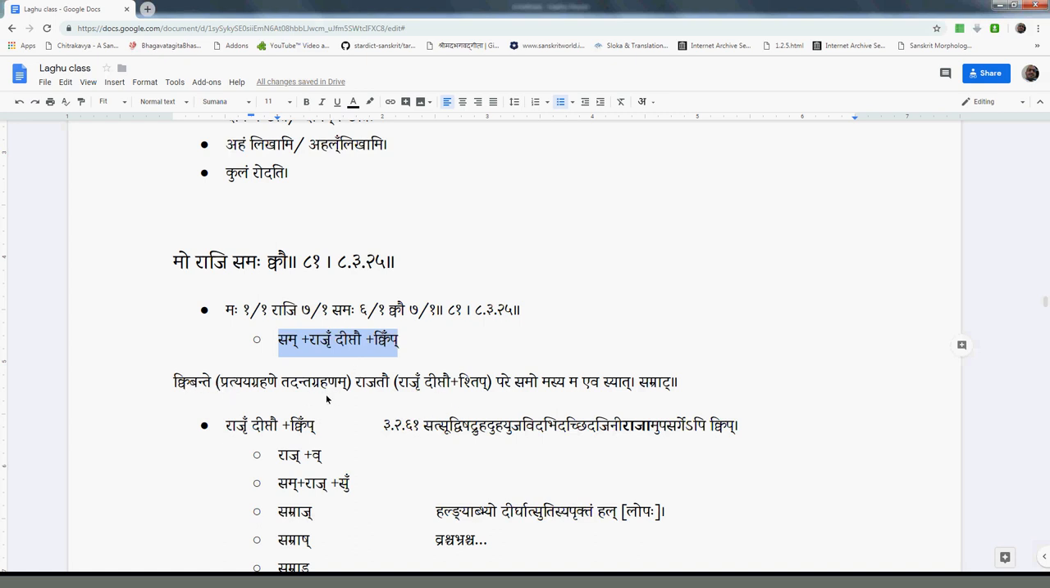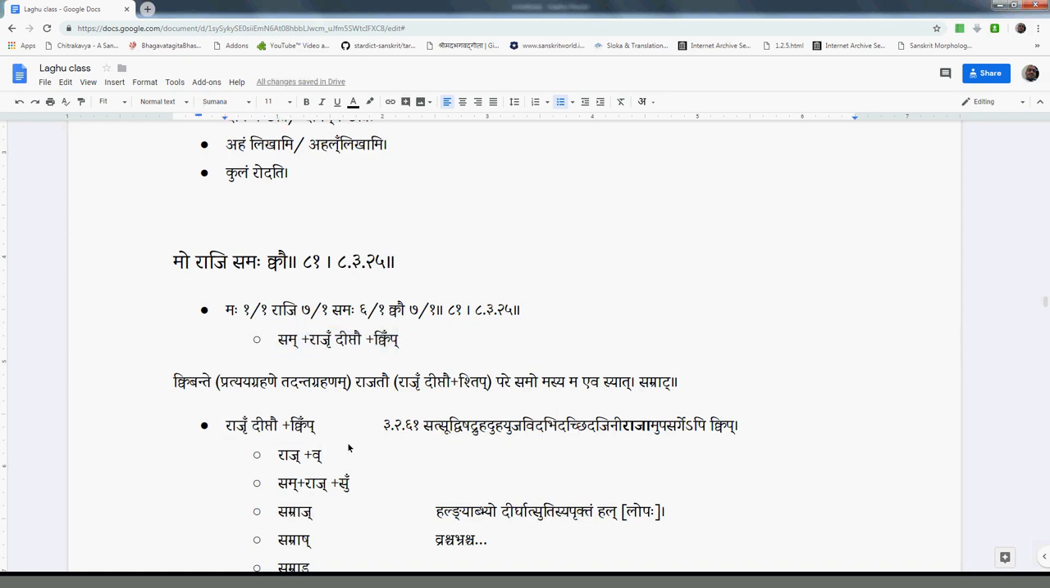So kvibante, in the kvibanta pada, rajatau pare, when the raj dhatu follows, what follows what? Sam, so samaha raj, rajatau pare makarasya, samaha makarasya, this makara will take makara, ma eva syat, meaning makara eva adesha syat. Anuswara na syat, makara eva syat. So what will happen when you derive this? Let me show where I have done it.